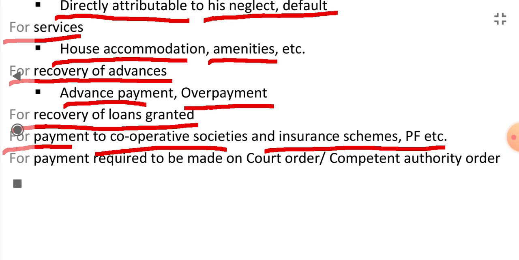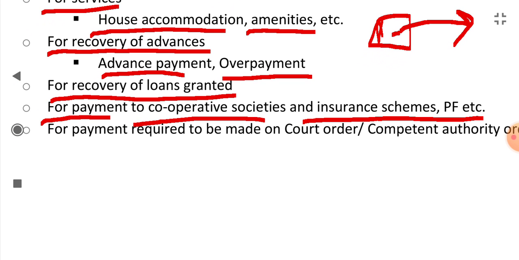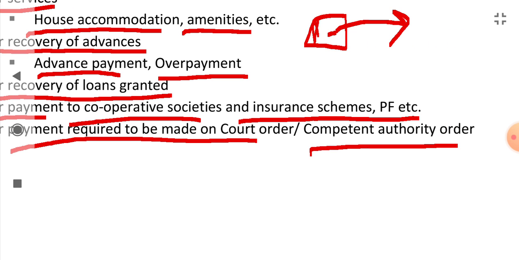Like if there is a contribution which has to be made by the employee or the workman in the provident fund, the employer will deduct that contribution from the workman's salary and submit it into the provident fund or insurance scheme. For payment required to be made on court order or competent authority order: if some court or competent authority orders that some deduction should be made from a workman's salary or wage, then the employer will deduct that amount from his salary or wage.